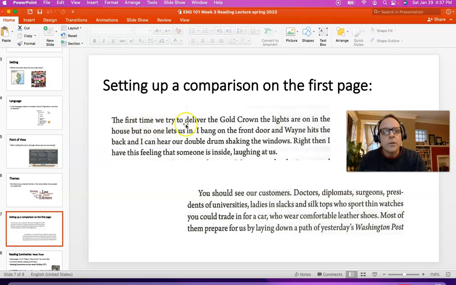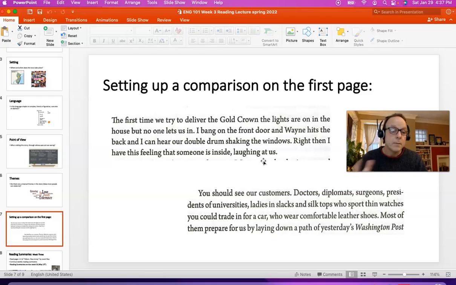The first time we tried to deliver the Golden Crown, that's one of those expensive pool tables. They're trying to deliver this. The lights are on in the house, but no one lets us in. I bang on the front door, and Wayne is his partner. They work together. Wayne usually drives the truck. Wayne hits the back, and I can hear our double drum shaking the windows. Right then, I have this feeling that someone inside is laughing at us.